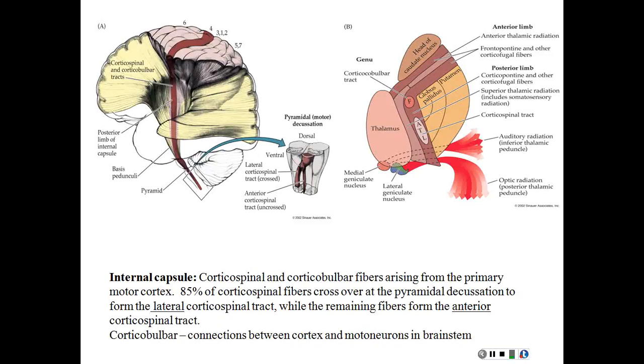So it's this crossing event. Not 100% of them cross, rather it's an 85 to 15% split. The majority of them are crossing to form lateral, and a smaller number are staying to become anterior. These terms, lateral and anterior, are merely referring to their relative position of these pathways within the spinal cord. Their relative position. We'll see that.